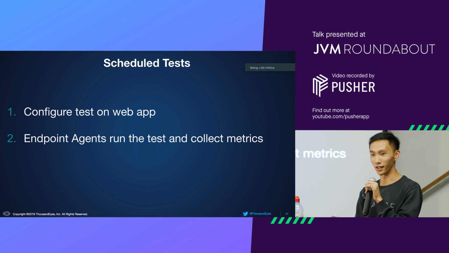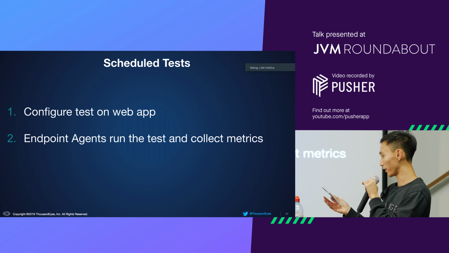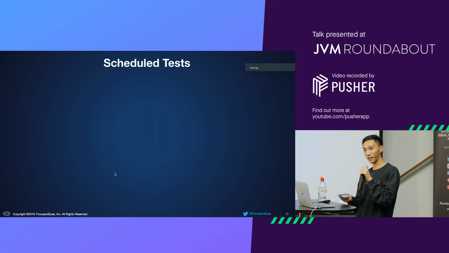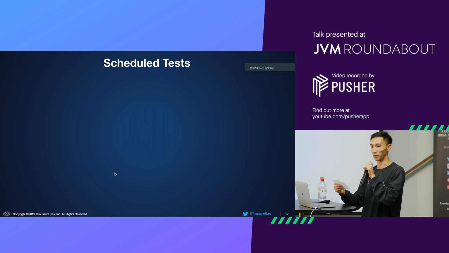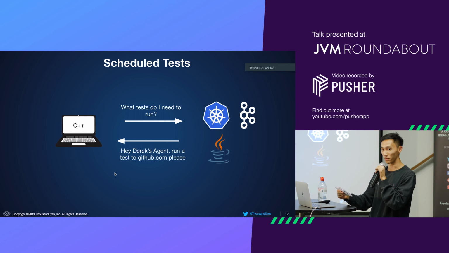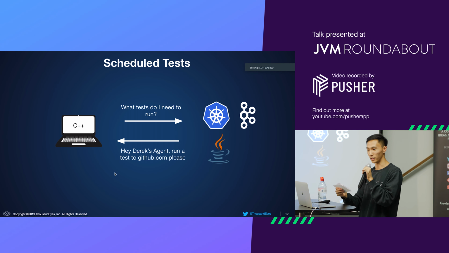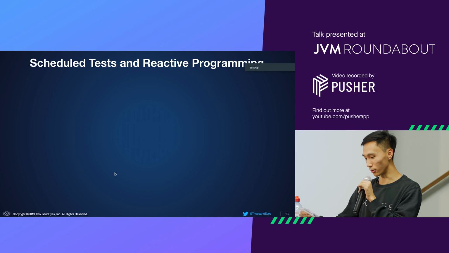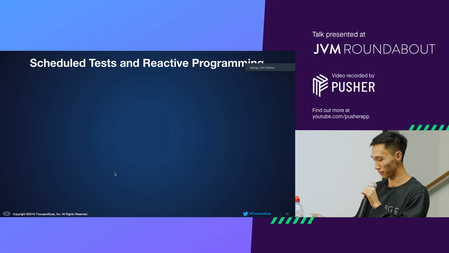Firstly, we configure a test on the web interface. And secondly, the endpoint agents run the test and collect the metrics. Now, from a backend point of view, aside from persisting the configuration of the test and collecting the metrics from the endpoint agent, most of the work on the backend becomes figuring out which agents need to run which tests. And this is where the reactive programming stuff comes in. So let's take a look at how we're able to do this.